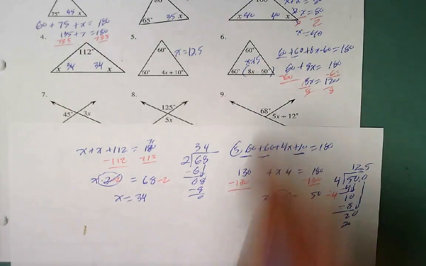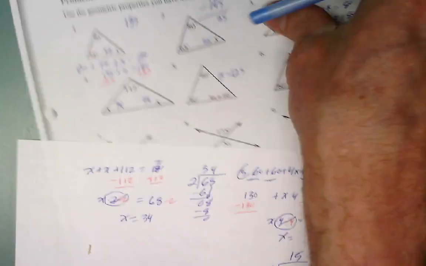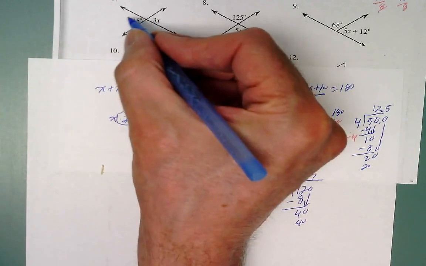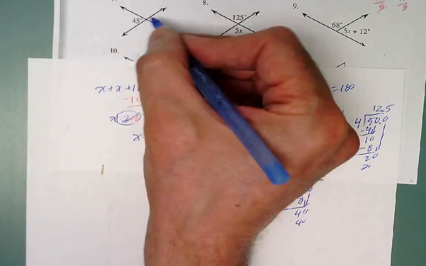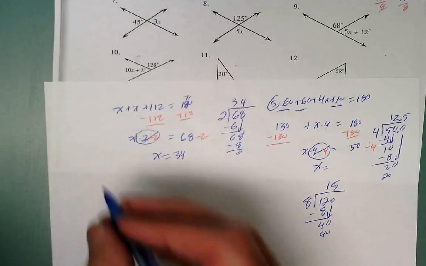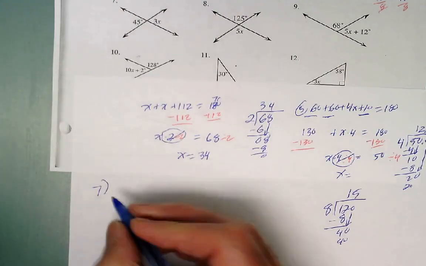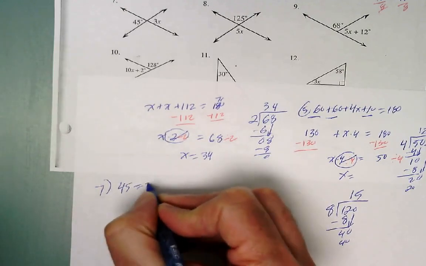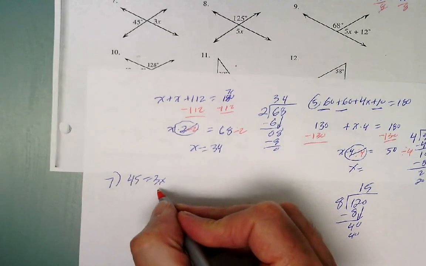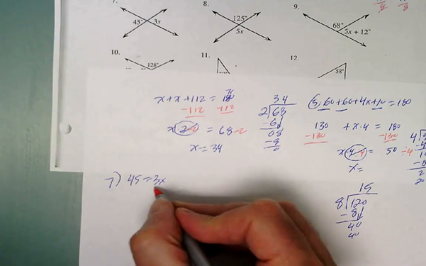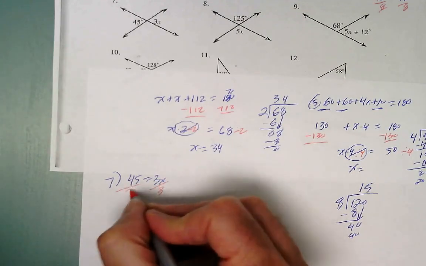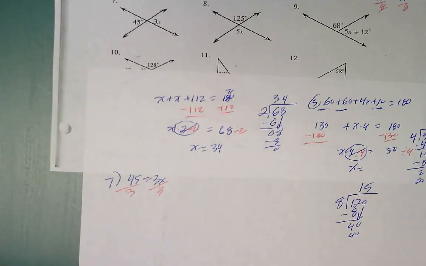All right, enough with the triangles. Now we're going to some crossed lines, right? Remember, opposites are the same. So 45 should be the same as 3x. Okay, so number 7, we're going to say 45 equals 3x, or x times 3. How do I get rid of that times 3? What's the opposite of times 3? Good. Divide by 3. But if I do it to this side, got to stay in balance, do it to the other side. Those 3's cancel out on that side. What is 45 divided by 3?